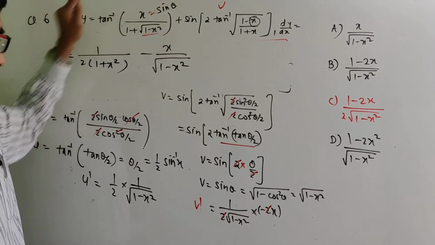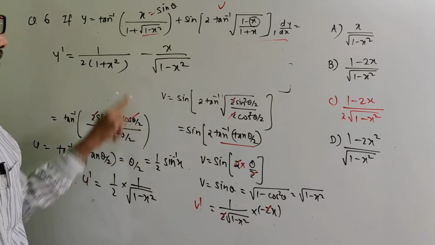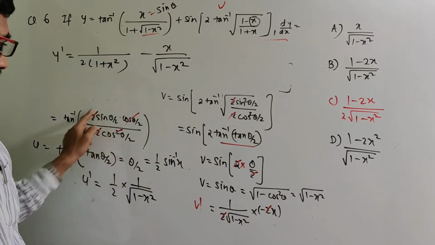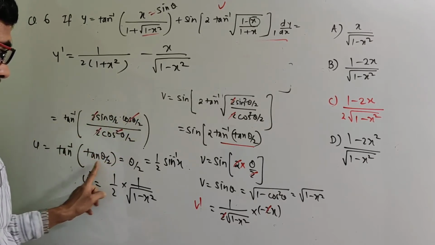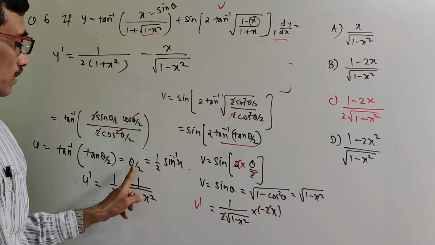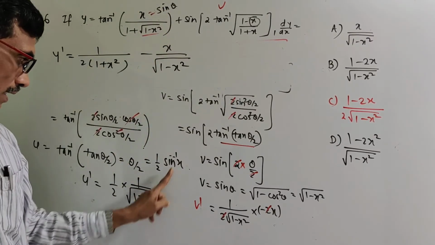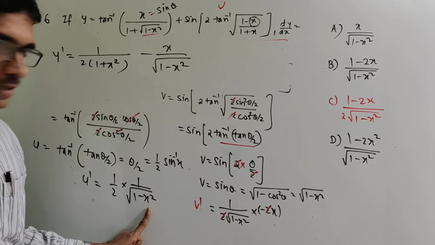Sin theta we express as 2 sin theta by 2 cos theta by 2, and 1 plus cos theta we express as 2 cos square theta by 2. So that cos theta by 2 is getting cancelled, leaving tan theta by 2, and it is theta by 2, but our theta is what? Sin inverse of x, and its derivative is 1 upon root of 1 minus x square.